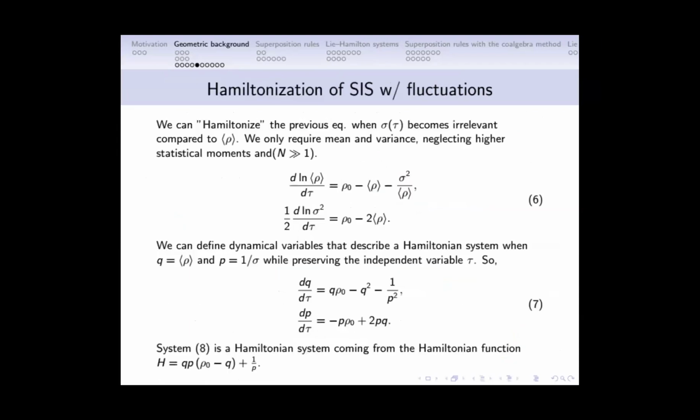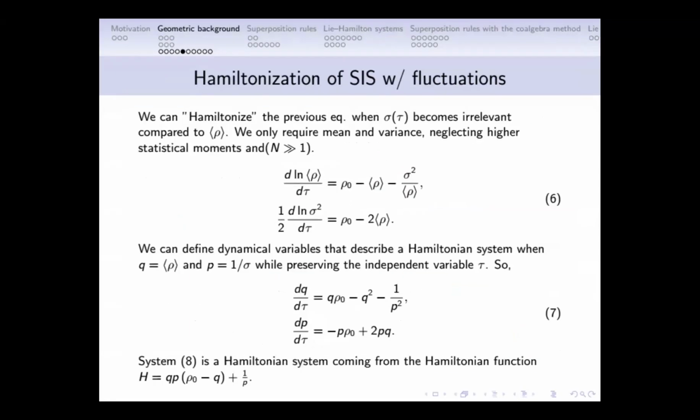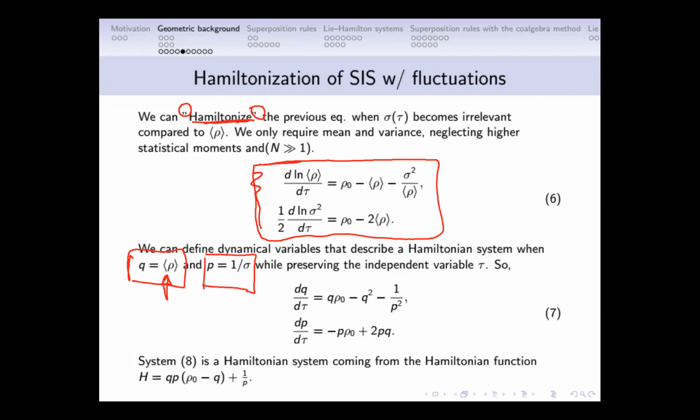So if you take that system of equations, which is this one, it can be seen that it can be Hamiltonized. I put this because there's another kind of Hamiltonization in mechanics. But this Hamiltonized, I want to say, is to find a Hamiltonian. So in this system, which is the system that they introduced by introducing this Markov chain that makes up for the fluctuations, if you call the density of infected individuals Q, and you call P the inverse of the square of the variance, because the variance is sigma squared.